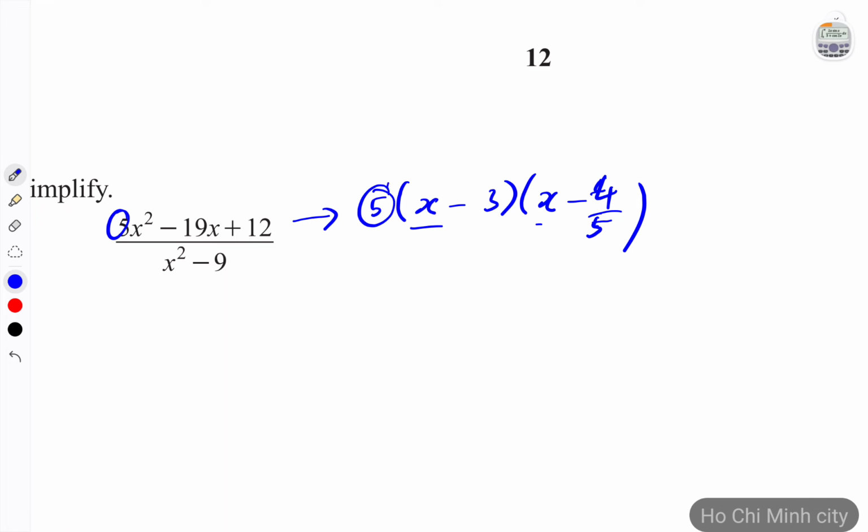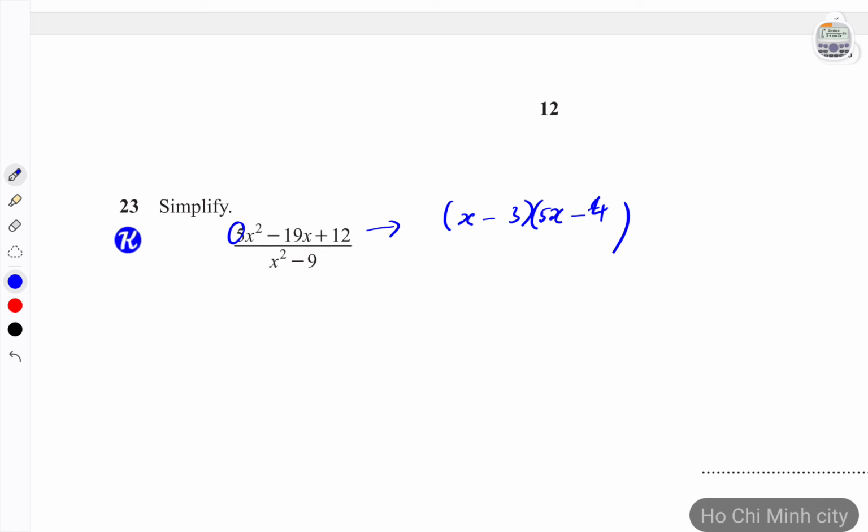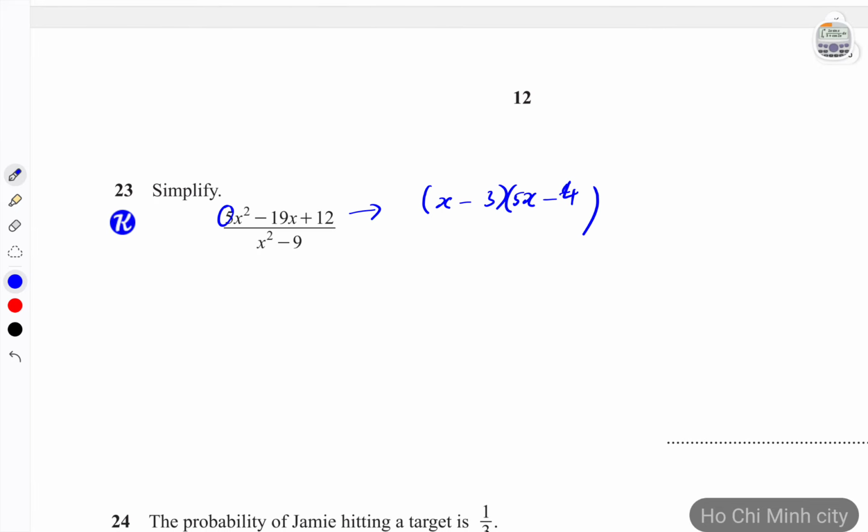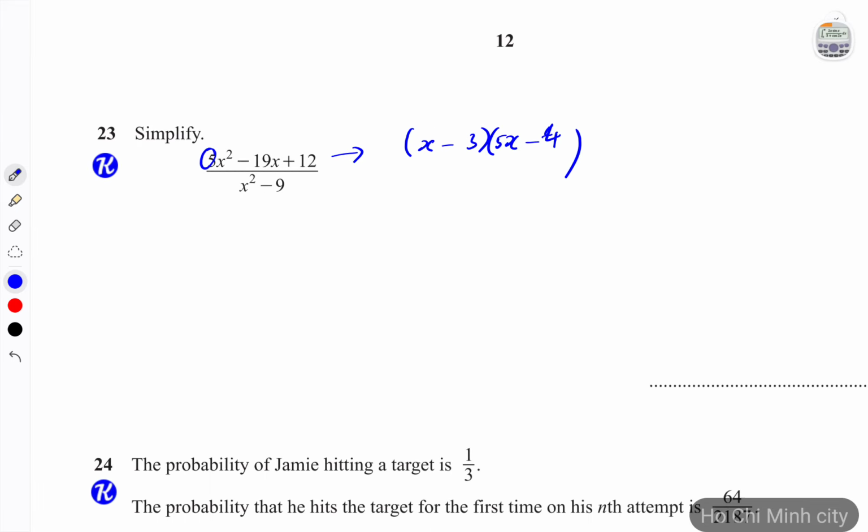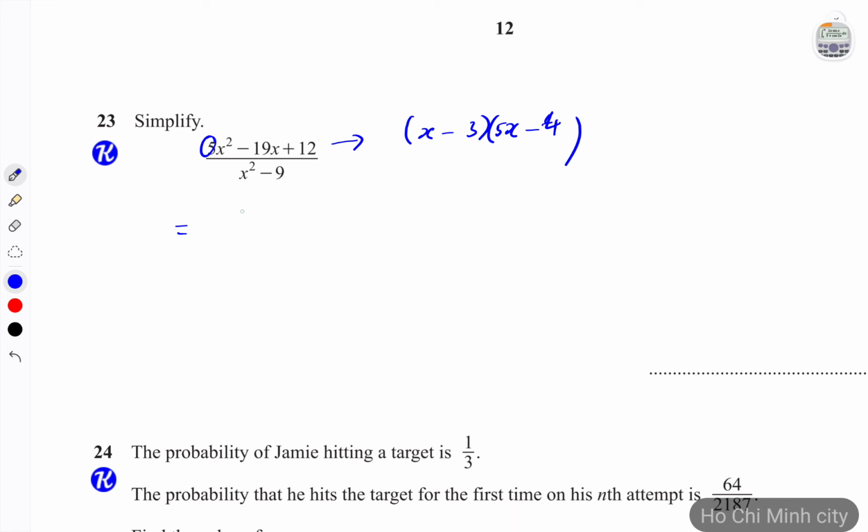And then when 5 multiplies the second term, we have 5x minus 4. So put it here, 5x minus 4. All right, so we already split the numerator into the product of two terms. So that is the first step, that is factorization. So x minus 3, 5x minus 4.